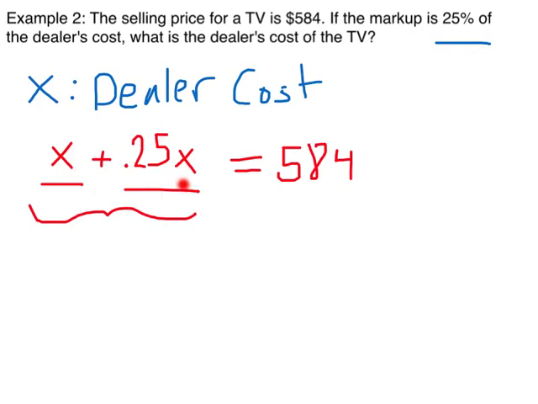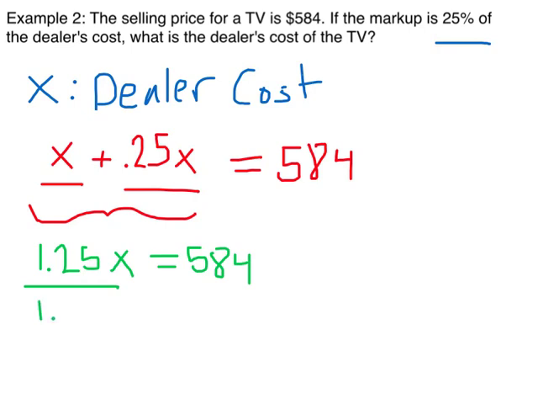Okay, so now we had our expression. Our expression was right here, and we know that that expression is what the selling price of the TV equals, which we have in the problem as 584. So now we just actually have the equation, and we need to solve for it. So we're going to go 1.25x is going to equal 584. Okay, so we just divide both sides by 1.25. And you may want to use a calculator for that. I don't have a calculator in my reach.